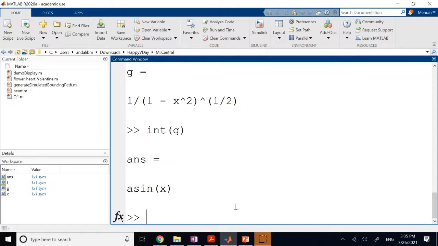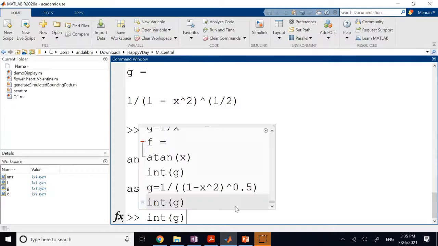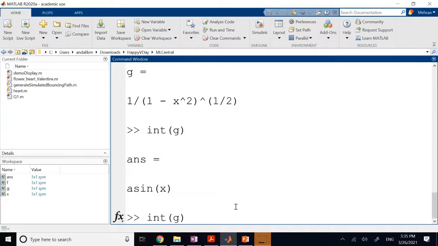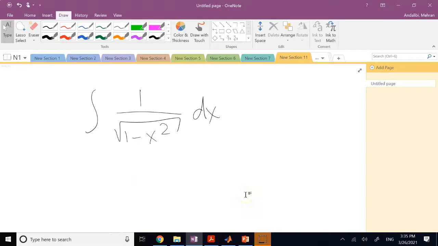Okay, so the command int and the command diff are really good. Now, int here, you saw int did what? Indefinite integral, but if you want, you can pass to it what? The upper and the lower limit. So let's say I want to do this integral, but I want to do it, let's say, from what? -1 to 0.5. Okay, so what do?